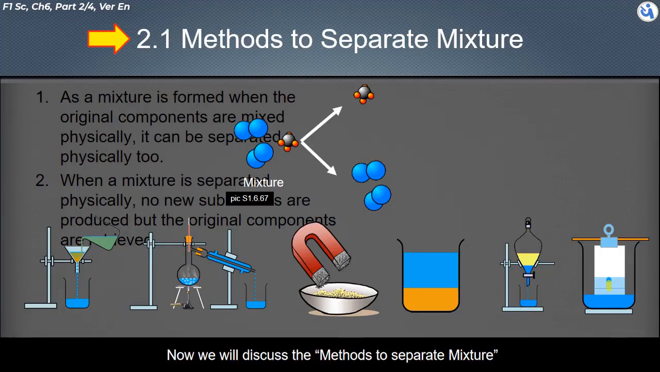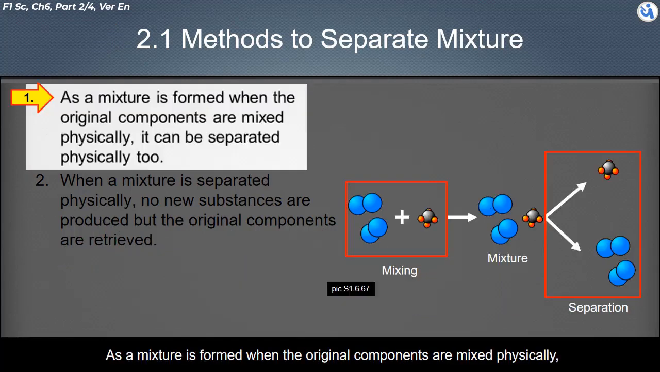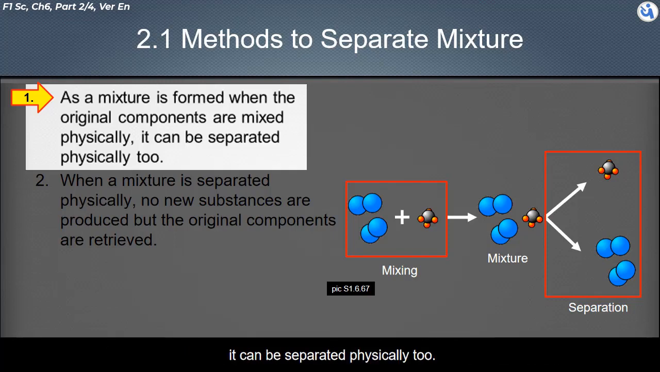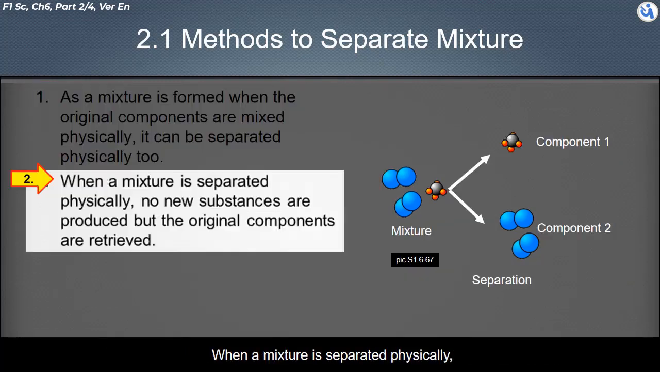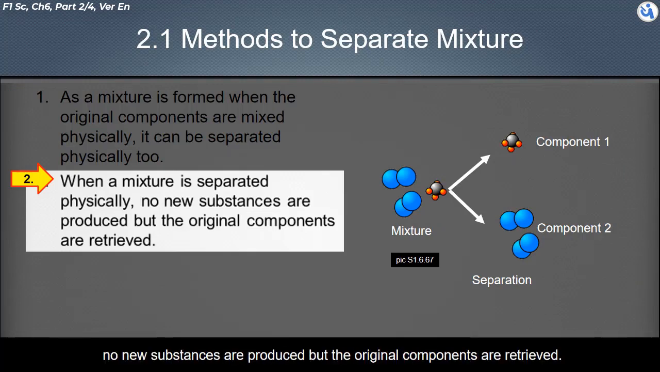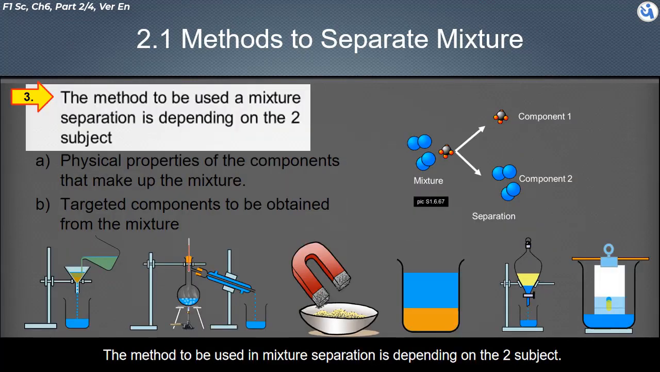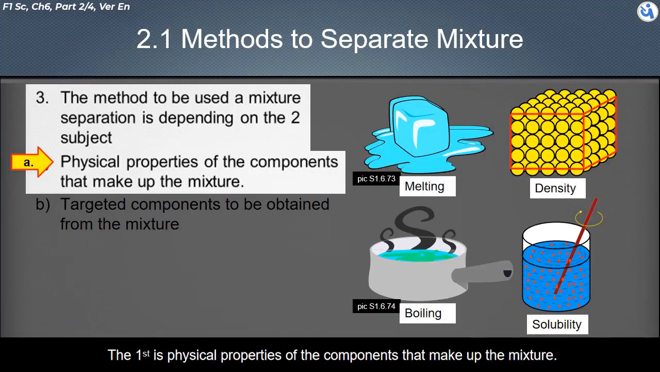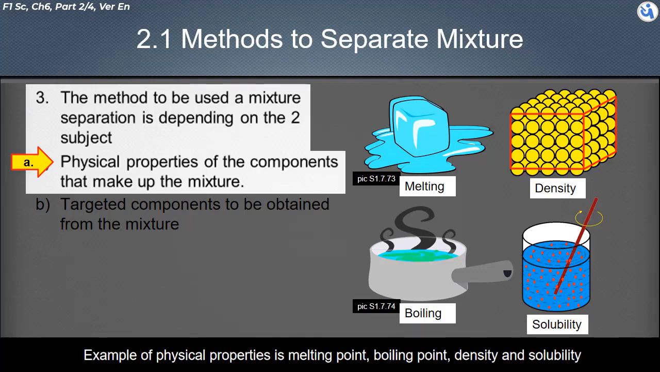Now, we will discuss the methods to separate a mixture. As a mixture is formed when the original components are mixed physically, it can be separated physically too. When a mixture is separated physically, no new substances are produced and the original components are retrieved. The method used in mixture separation depends on two subjects. The first is the physical properties of the components that make up the mixture. Examples of physical properties are melting point, boiling point, density, and solubility.